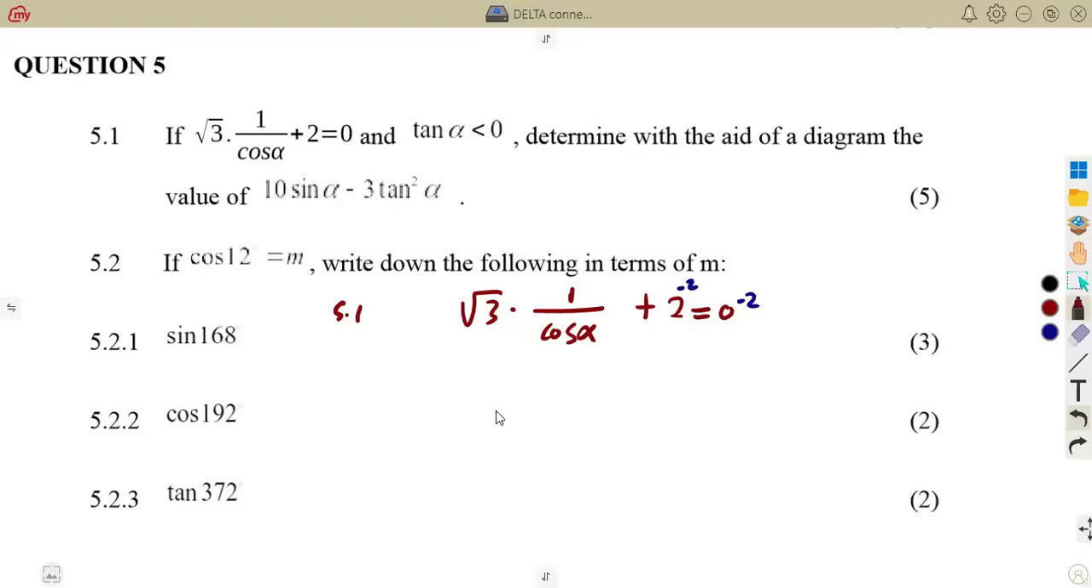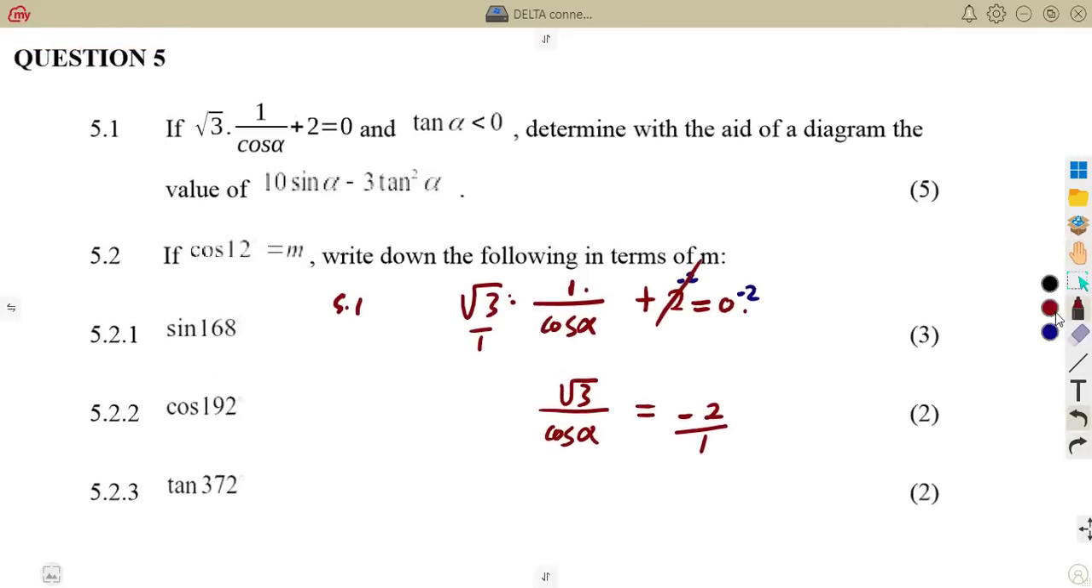So meaning to say, this is same as over 1. So square root of 3 times 1 is the square root of 3 over the cos of alpha, like this, is equal to, remember, we no longer have this. It is on the other side. 0 minus 2, that's minus 2. So it is same as minus 2 over 1. Remember, guys, the issue of whole numbers, the same as what? Over 1. So what we need is to make this one the subject so that we can properly see the ratio as we do understand the concept of our soccer tower.